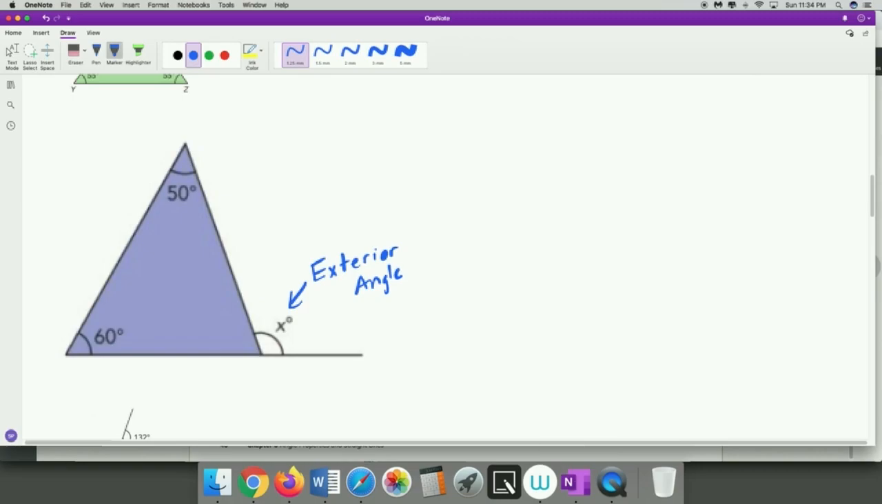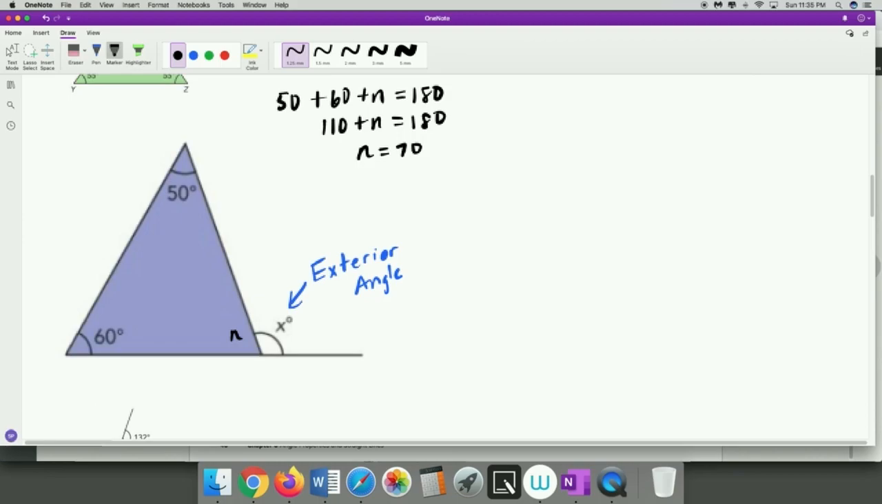So there's a couple ways we can do this. We'll do it the long way first. The long way is just to say that, well, if this is x, we don't know what this is, but let's just call it n, right? So obviously n is a different size than x. So I could find out what this n is by saying 50 plus 60 plus n equals 180, because those are the 3 interior angles of the triangle. So this is 110 plus n equals 180. Subtract 110 from both sides, so n is equal to 70.